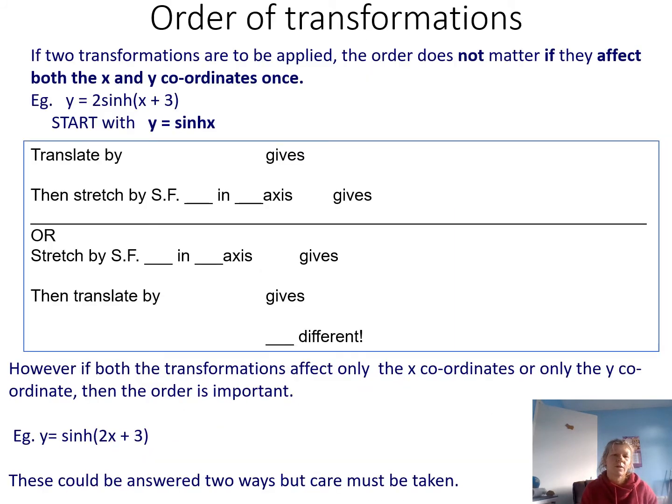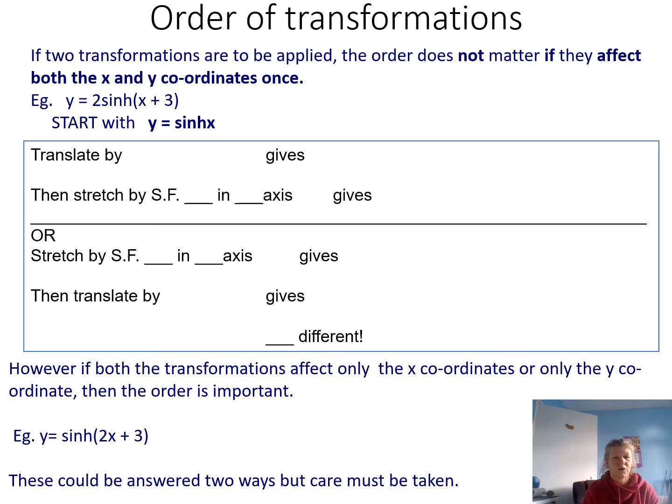What have we got now? We have got order of transformations. You'll have met these in normal maths as well. If two transformations are applied, the order does not matter if they affect both the x and y coordinates once. That's a bit confusing, but it sort of makes sense, doesn't it? For example, this one, order doesn't matter.